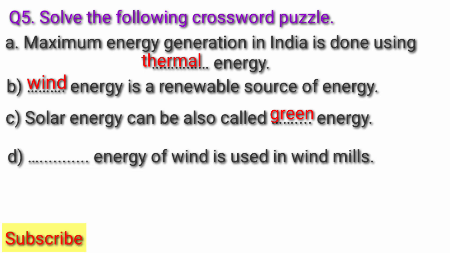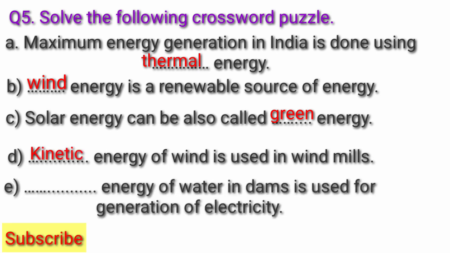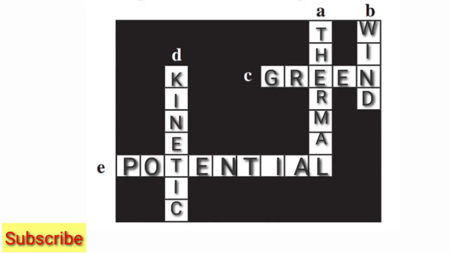D. This energy of wind is used in windmills. Answer: kinetic energy. E. This energy of water in dams is used for generation of electricity. Answer: potential energy. You can see the solved crossword puzzle.